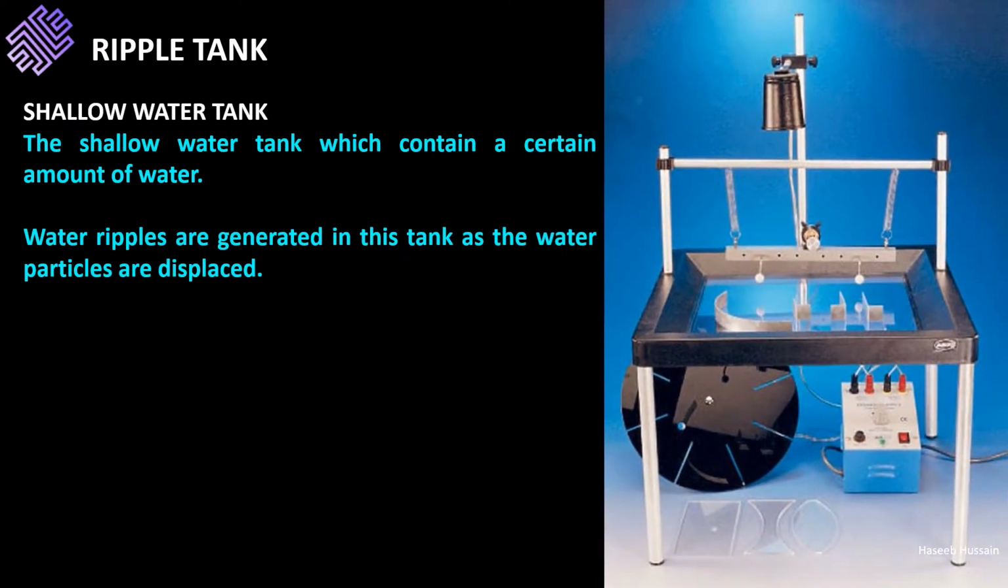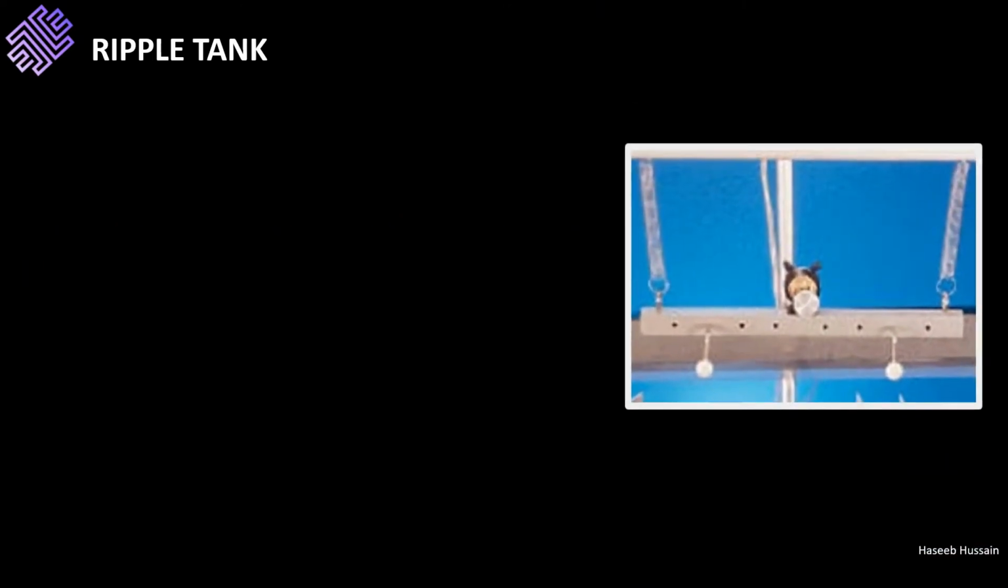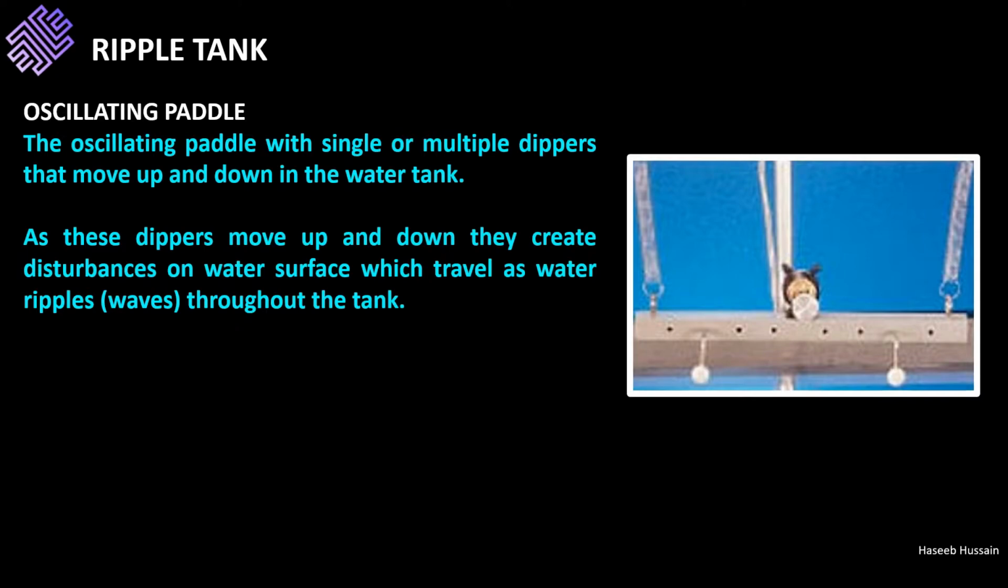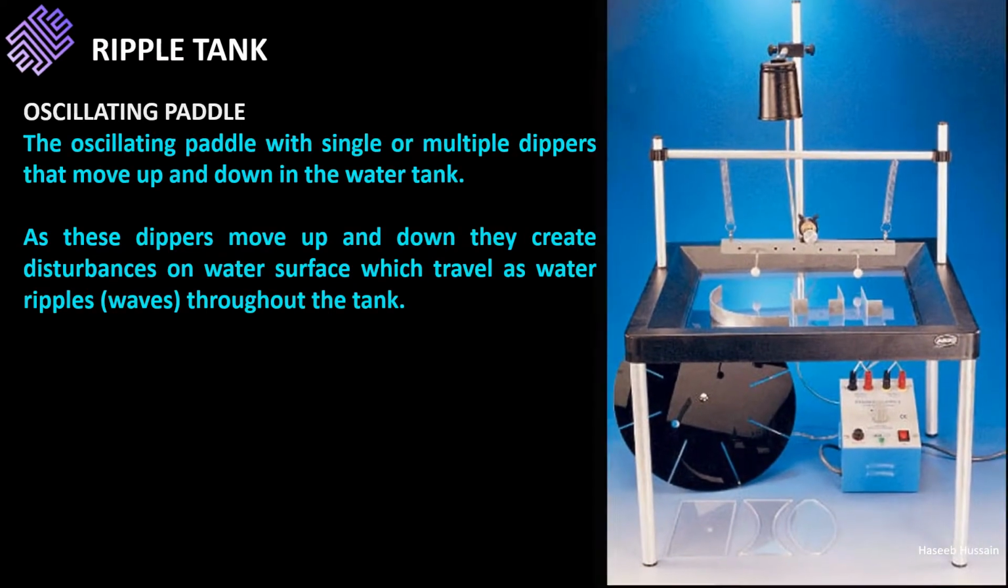on the screen. Next, we have the oscillating paddle, which is connected to our power supply. In this case, the oscillating paddle is connected to two spherical dippers, but it can be a planar dipper as well. As the paddle oscillates, it moves up and down, creating disturbances on the water surface. These disturbances travel in form of water waves from the center outwards.